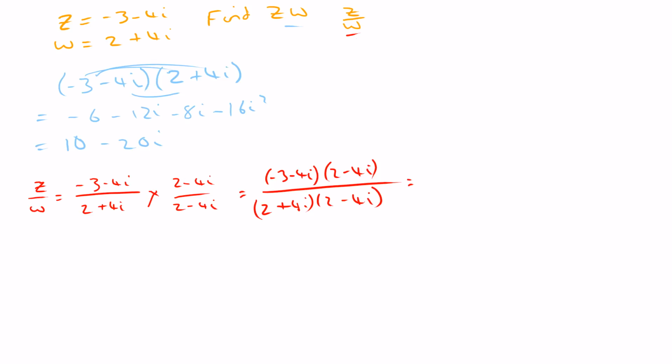So the top gives us negative 6 plus 12i minus 8i plus 16i squared, which is negative 22 plus 4i, all over 4 minus 8i plus 8i, which cancel, and then plus 16, which is 20. So there we have negative 22 plus 4i all over 20.